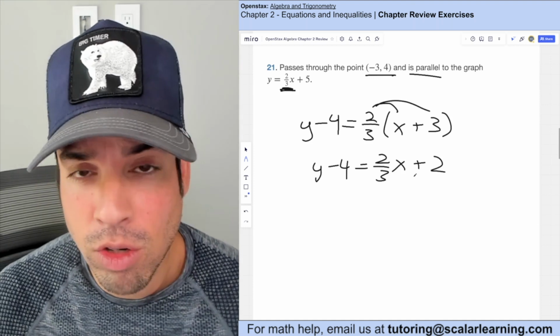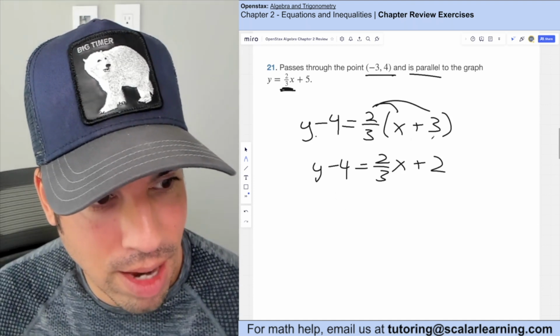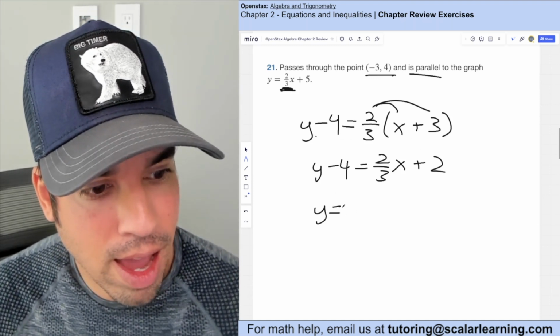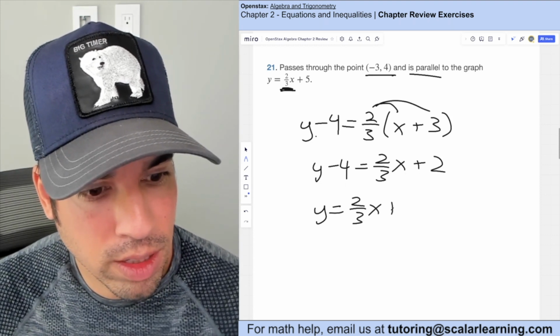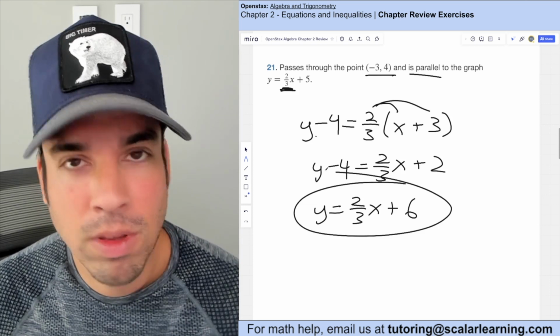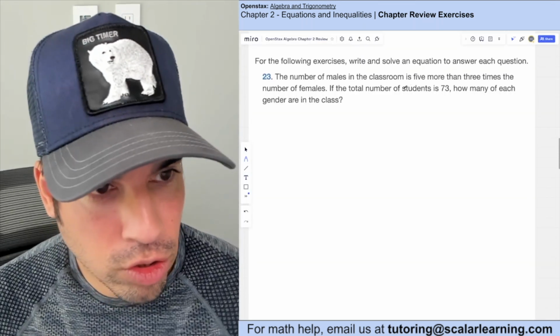Let's distribute. I get y minus 4 equals 2/3 x, and then 2/3 times 3 is 2. And I'm just converting it to slope-intercept form here. That's all I'm doing. But this is technically correct right here. Now I'm going to add 4 to both sides, and I get 2/3 x plus 4 plus 2 is 6. Boom, done.